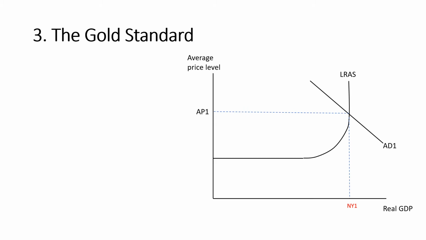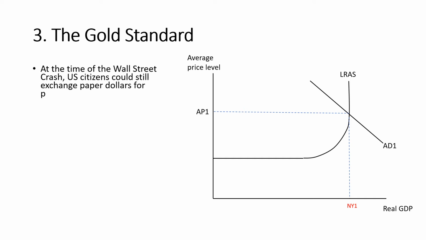According to Keynesians, the third policy error was the gold standard. At the time of the Wall Street crash in 1929, US citizens could still exchange paper dollars for physical gold. So what that meant was that the dollar was fully convertible into gold at a pre-agreed rate, and citizens that wanted to convert paper dollars into gold could do so.